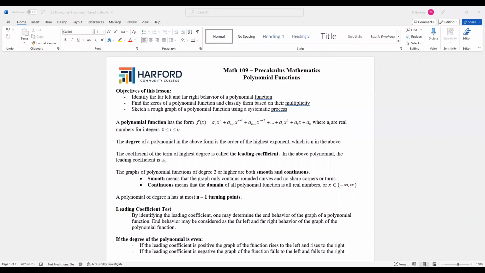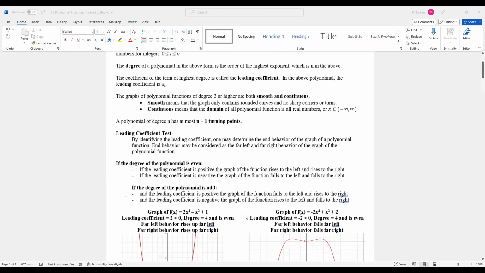All right, beginning 2.3, or polynomial functions, we're going to look at behavior of higher order polynomials. We're going to talk about the difference between even powered and odd powered polynomials. We're going to talk about their degrees, their leading coefficients, the fact that they're smooth and continuous, right? A bunch of things that we're going to get through.